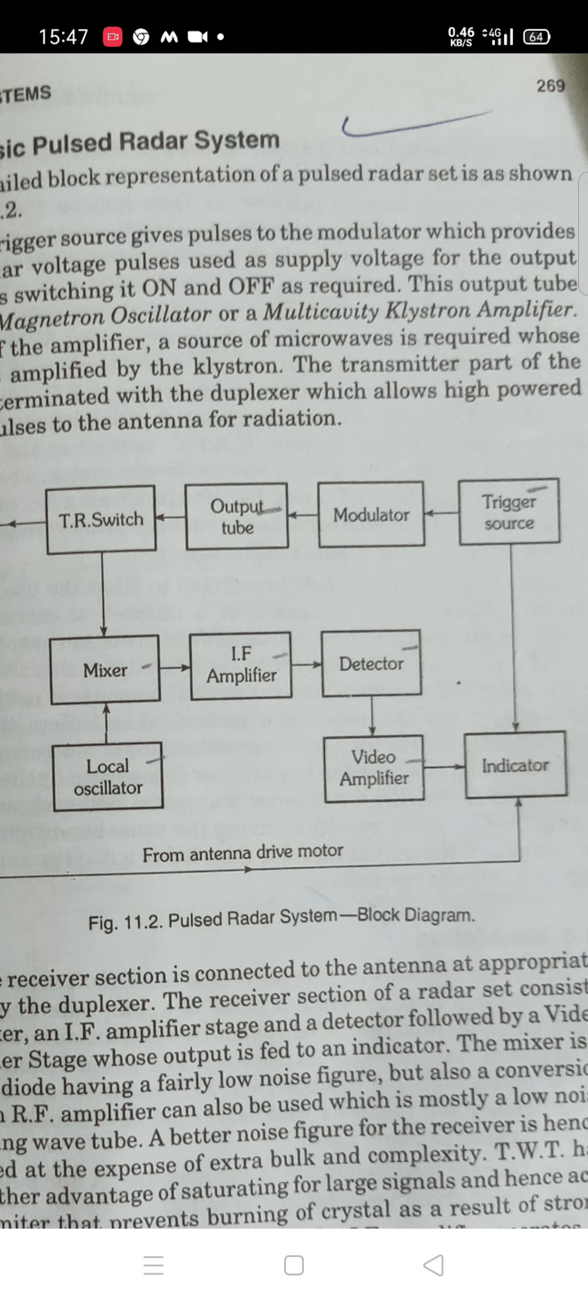So the output of the crystal diode or the detector will be amplified by the video amplifier having the same bandwidth as the intermediate frequency amplifier, and the output signal is then fed to the display unit, which may be a cathode ray tube.